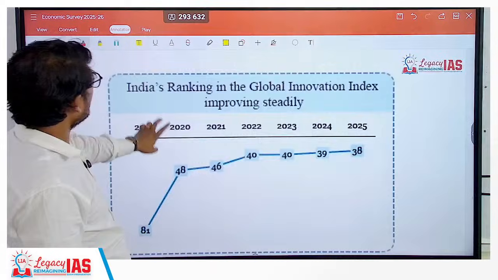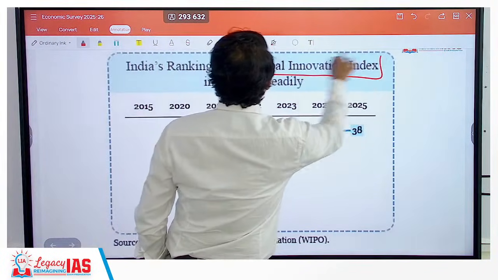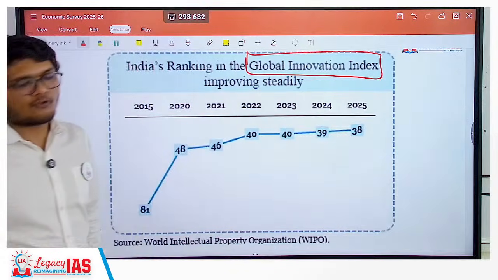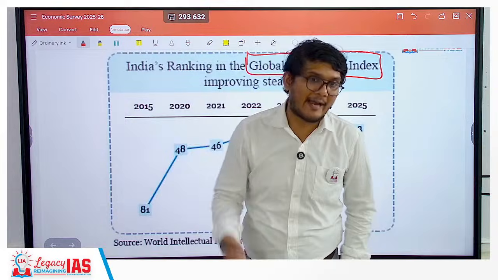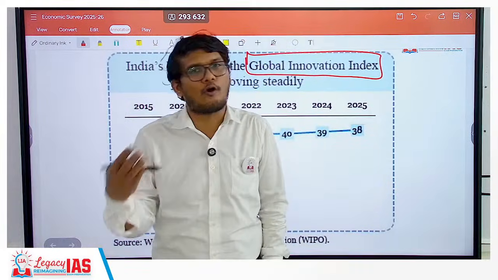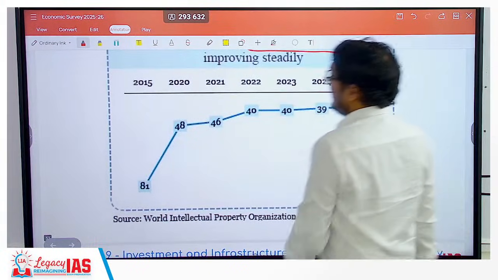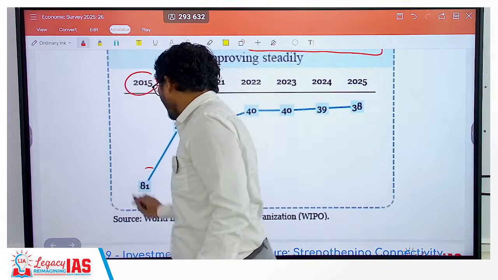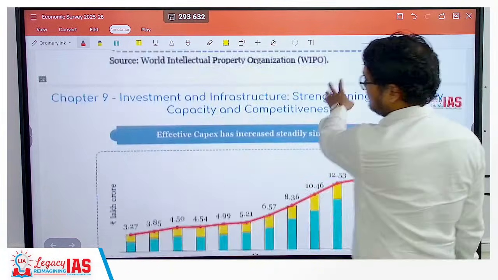Sure. Let's move ahead. The next one, India's ranking in the Global Innovation Index. See, this Global Innovation Index is determined with respect to factors like how many patents were filed, how many patents were approved, and so on and so forth. And India has done considerably well in that. In 2015, our rank was 81, which has now improved to 38.